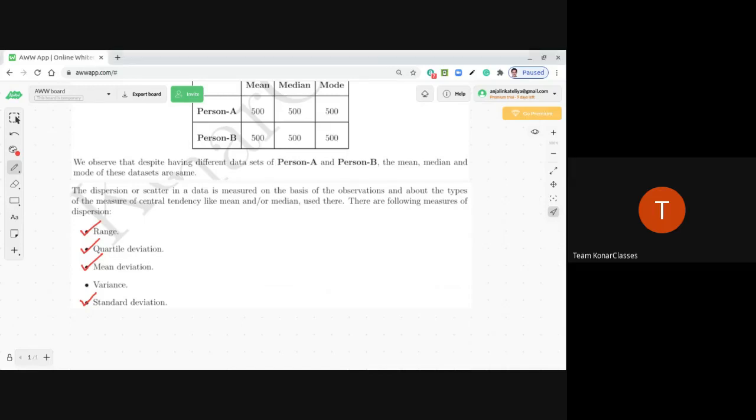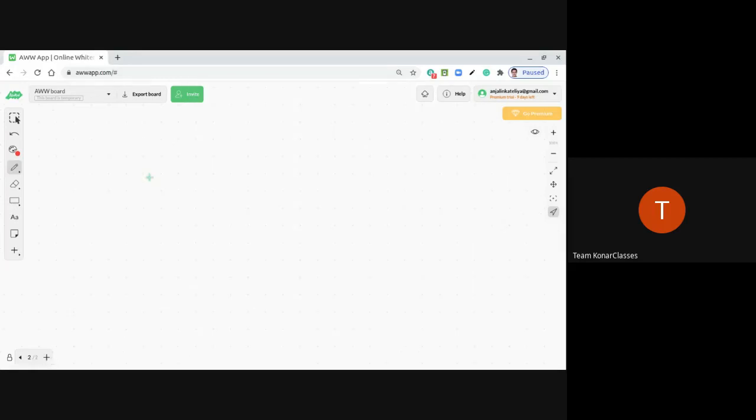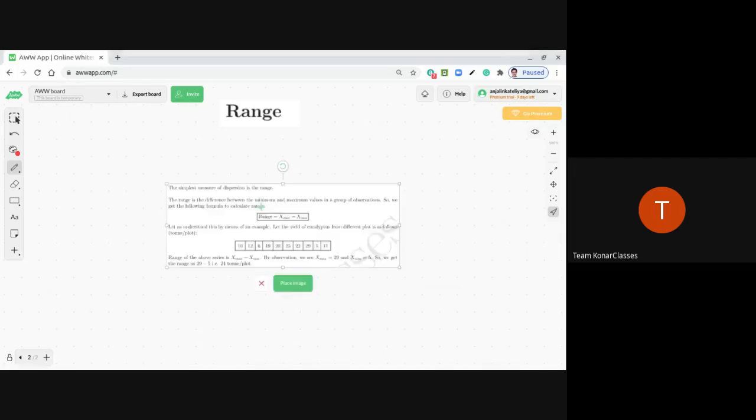So what is range? Let me take you to the next page and explain about the range. The simplest measure of dispersion is the range. The range is the difference between the minimum and maximum value in a group of observations. So the formula to calculate the range is: range is x max minus x min. That is the way we compute the range. Let me first place the note in front of you, and after that I will explain.